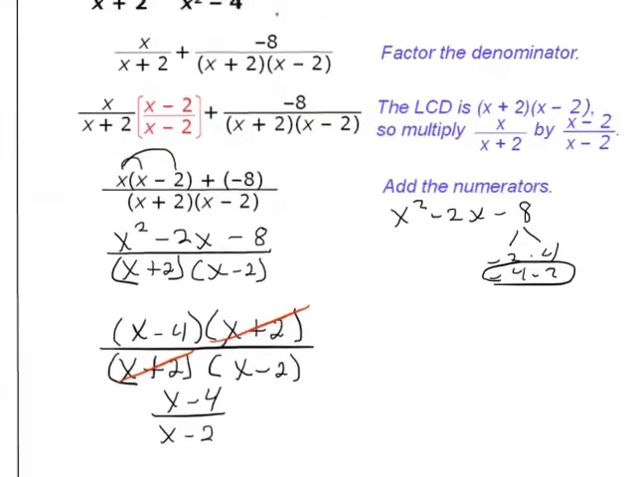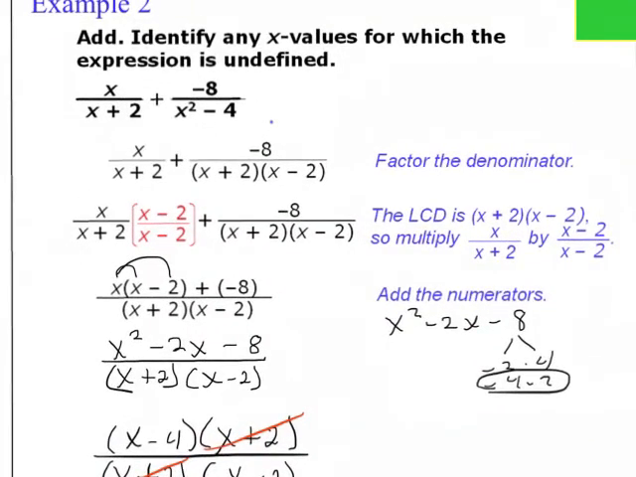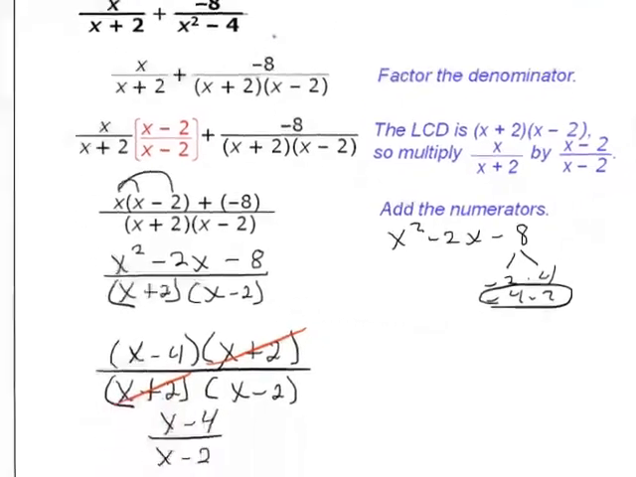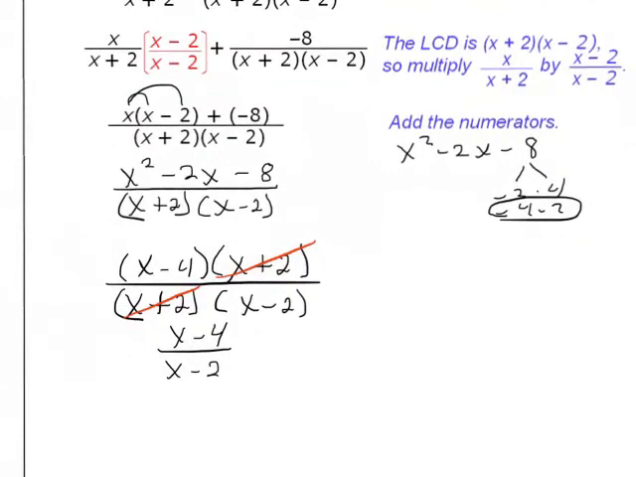Let's go up and look at the directions. Ooh, look at that. The directions do tell me where it's undefined. Okay, so we have to list where it's undefined. So let's go down here and tell where it is undefined. Remember, we're going to set each of these denominators equal to 0 and solve.